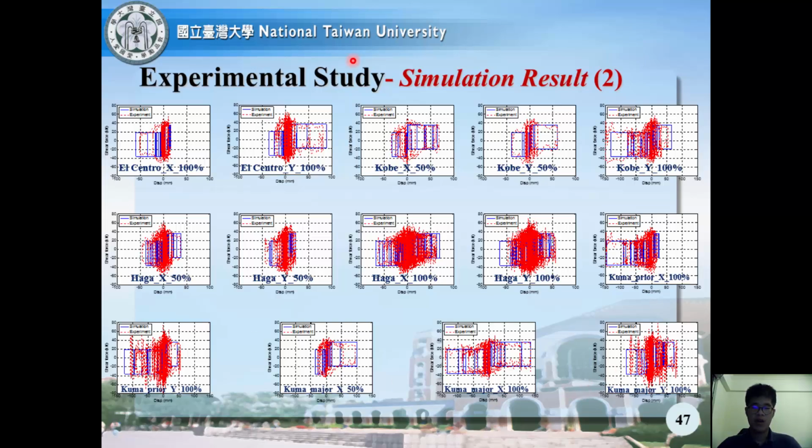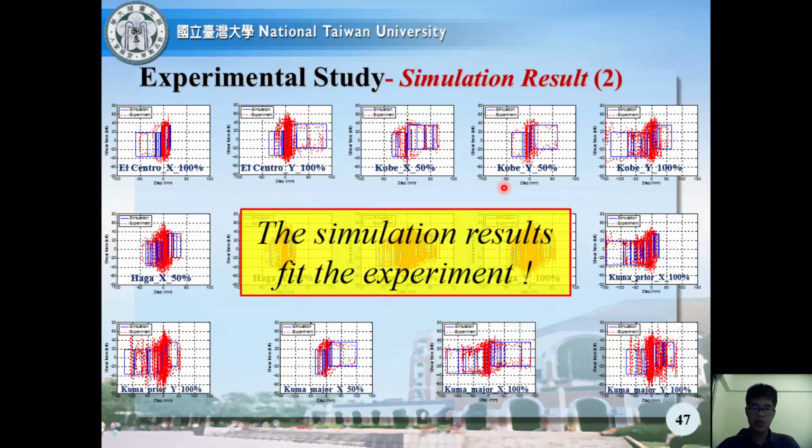And these are the hysteresis loops of our system under all the earthquake records which we adopt. These hysteresis loops show that the simulation results fit the experiment quite well, which proves that our simulation method is valid.